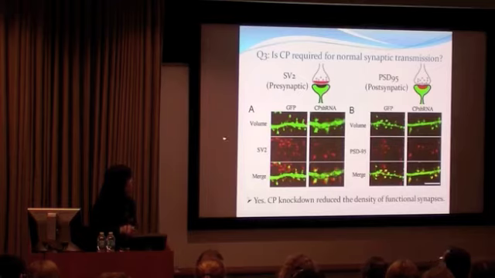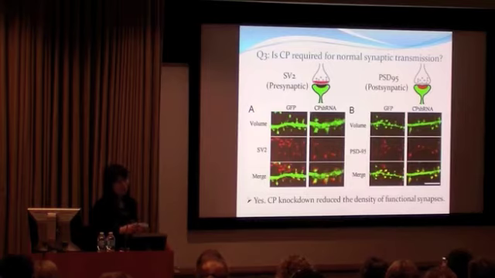If we look at the density of those red contrasts here, for both SV2 and PSD95, after capping protein knockdown, the density is lowered. And we also have quantification, which is not shown here. Basically, it says capping protein knockdown reduces the density of functional synapses.